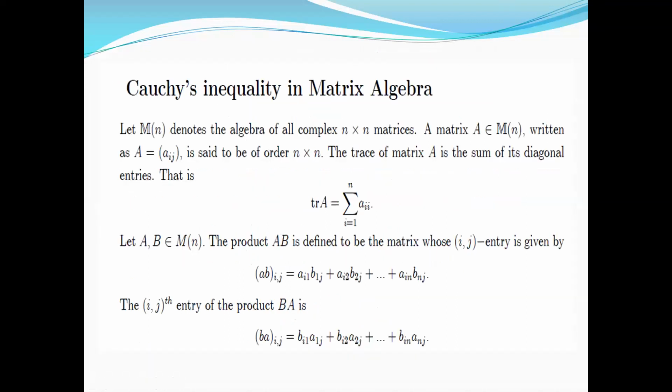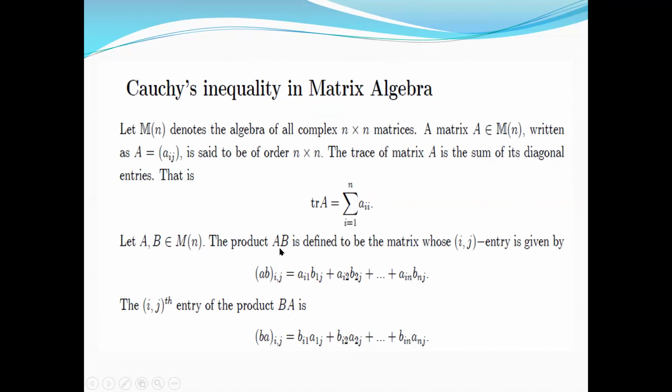Now the Cauchy inequality in matrix algebra. Mn we have denoted the algebra of all complex n by n matrices, and let A be any n by n matrix. Take its entries as Aij. Then we know trace A is the sum of diagonal entries.